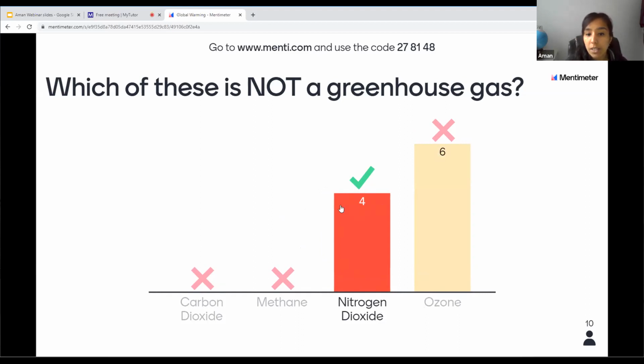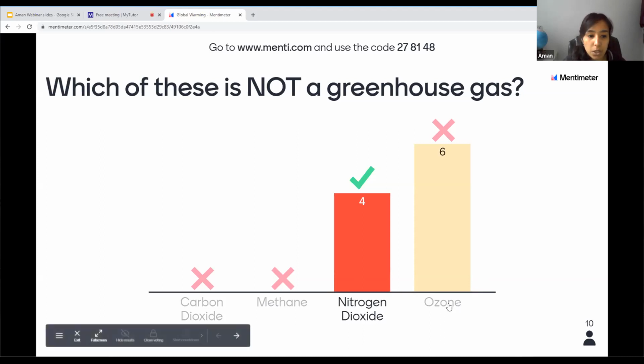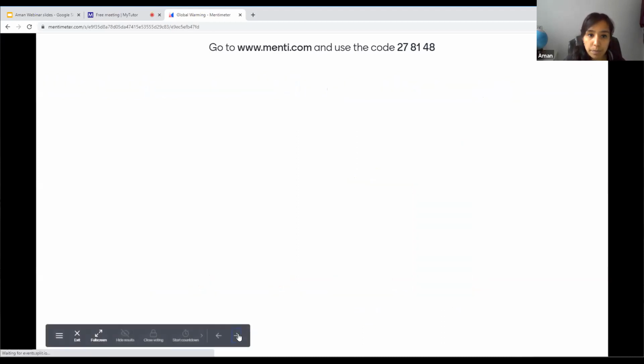So the one that isn't is nitrogen dioxide. The greenhouse gas that starts with nitrogen is known as nitrous oxide, which is N2O. Nitrogen dioxide is NO2, which isn't a greenhouse gas, but nitrous oxide, N2O, is a greenhouse gas. So well done to the people that got that correct.